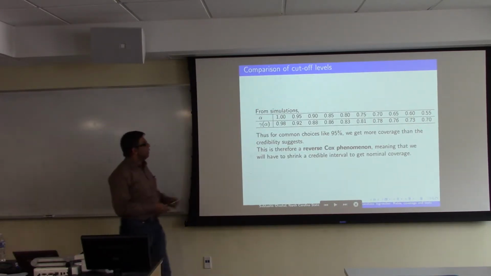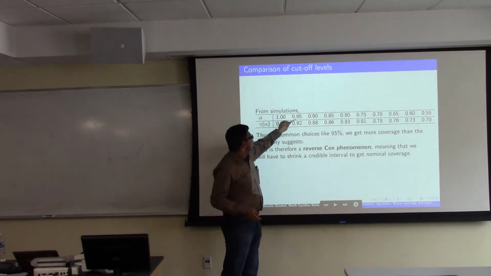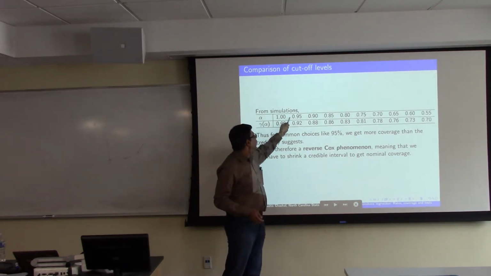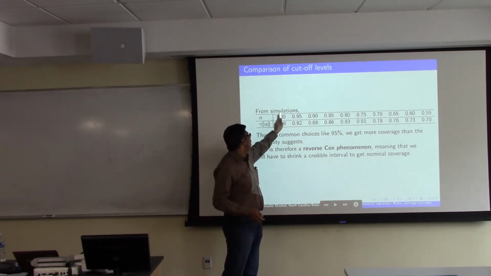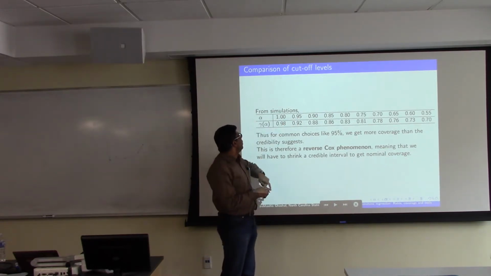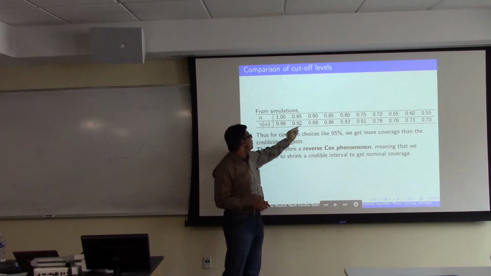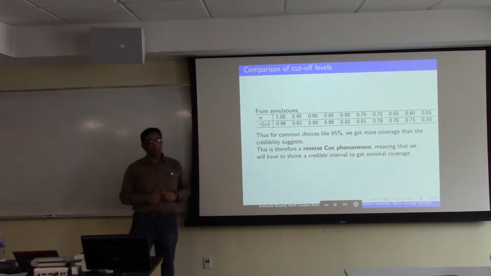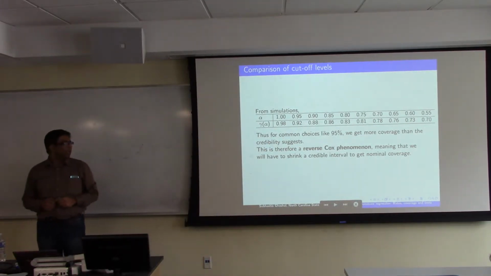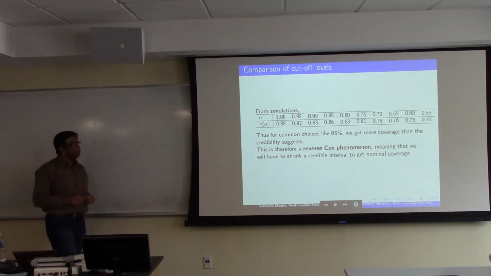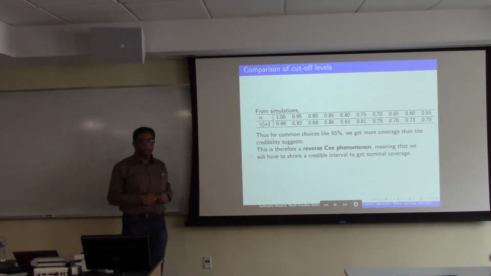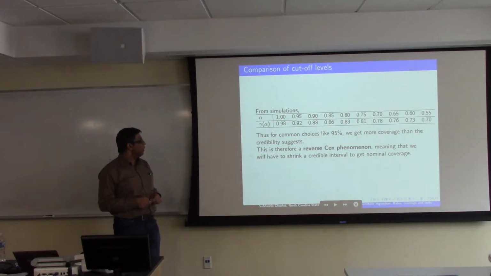So look at this thing, which is the thing that interests us, the target alpha. It should be 1 minus alpha, written as 0.05, whatever. So for that 95%, you need to start with 92% credibility. And that's kind of opposite of the Cox phenomenon. We call that the reverse Cox phenomenon.